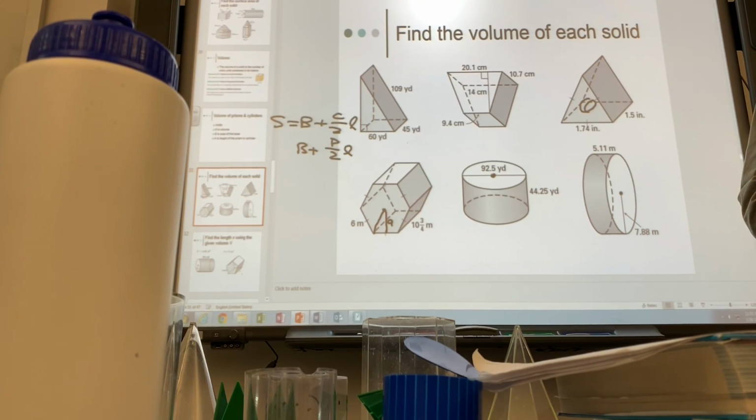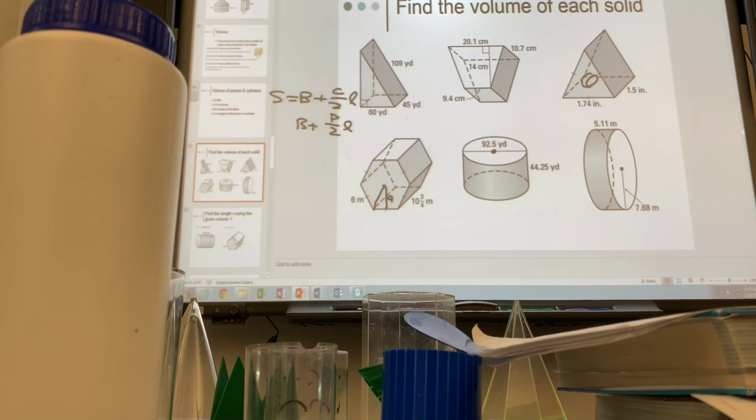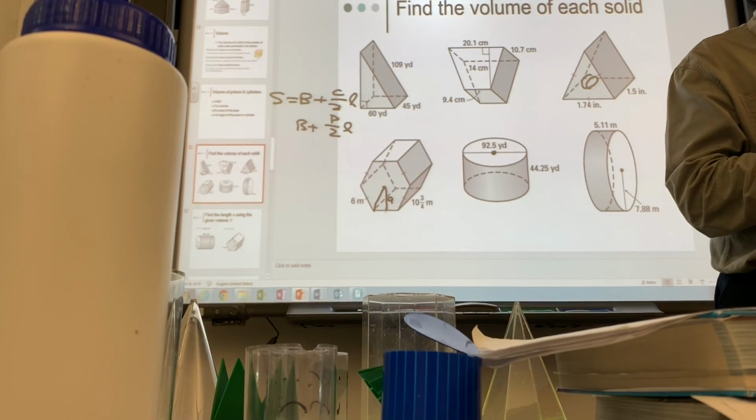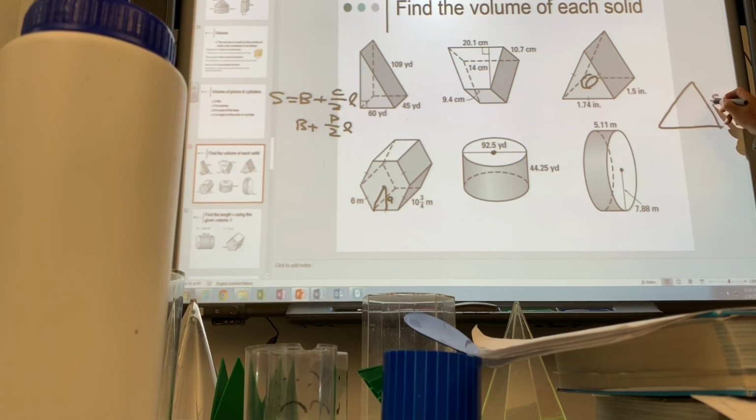Who remembers the formula? Times what? Side length? Not correct. Equilateral triangle, every side is s. Who can tell me the formula?